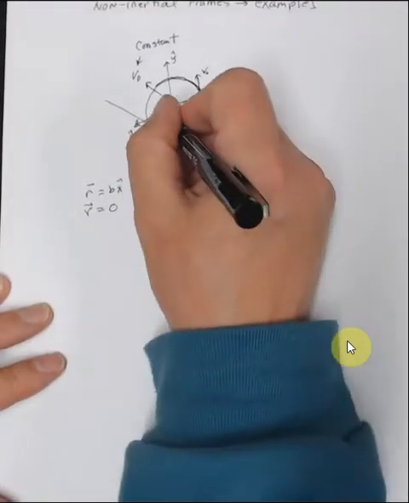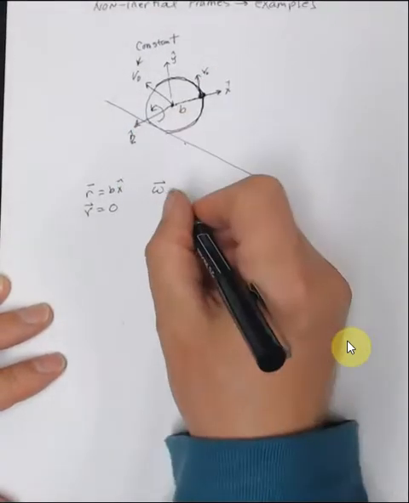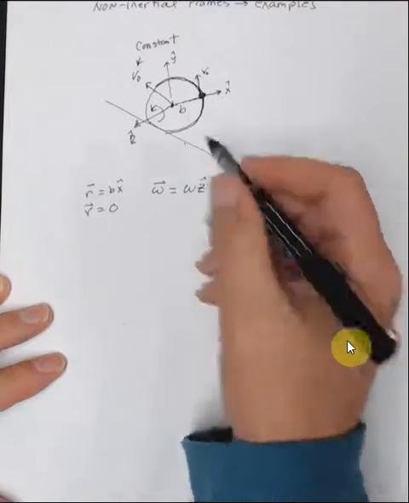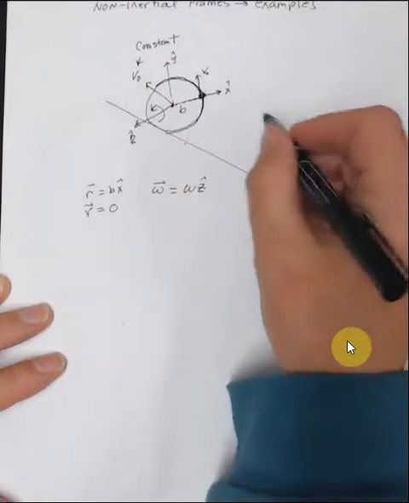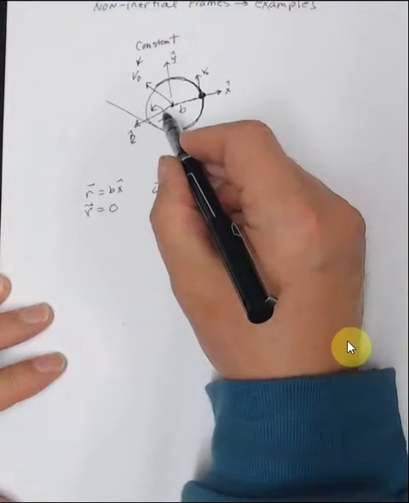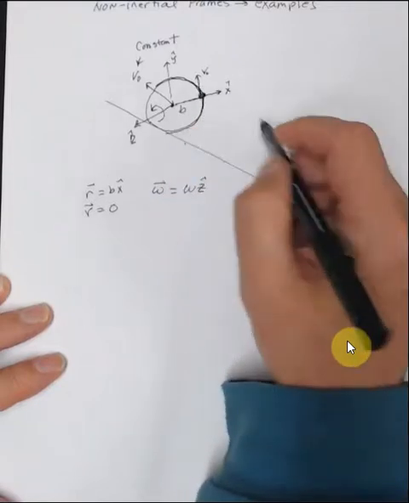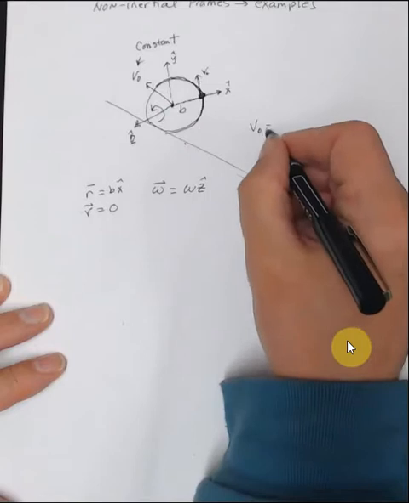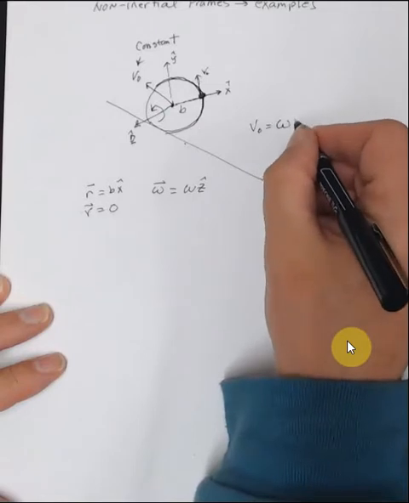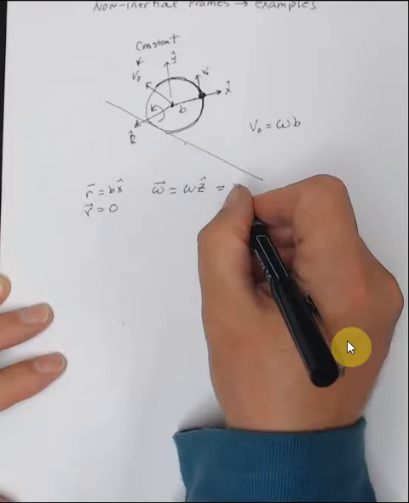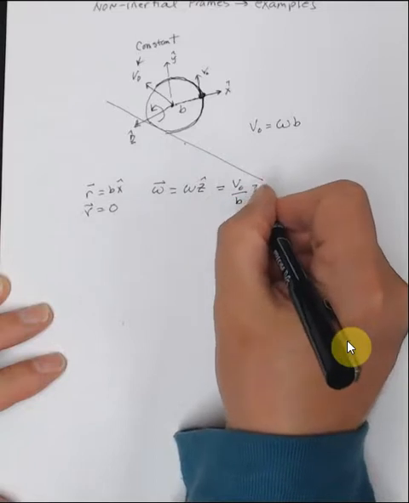Omega: the wheel is rotating around this axis, so it's in the z direction. Since this thing is going v naught, you know a relationship between the rotational speed and this linear speed: v naught is omega times the radius, right? So I can rewrite omega as v naught over b.